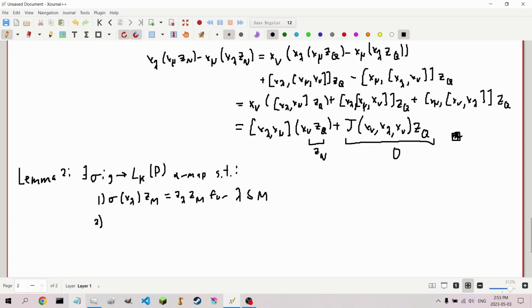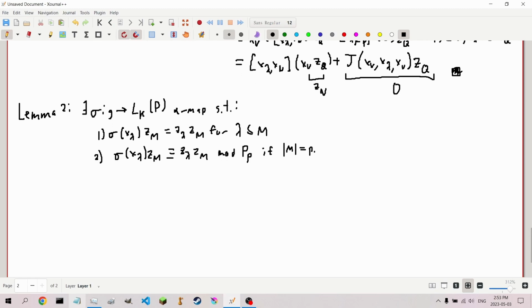Condition 2 is that this same term on the left is congruent to the same term on the right, mod polynomials of P with P order f, the order of m is P, that is m has P elements. And the proof of this is going to be much shorter.